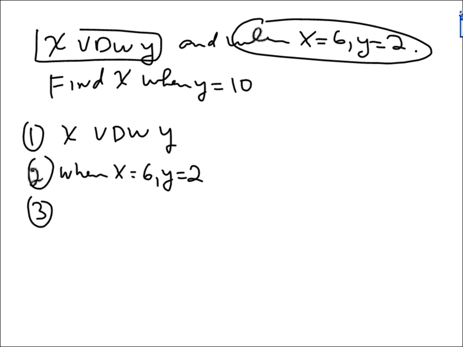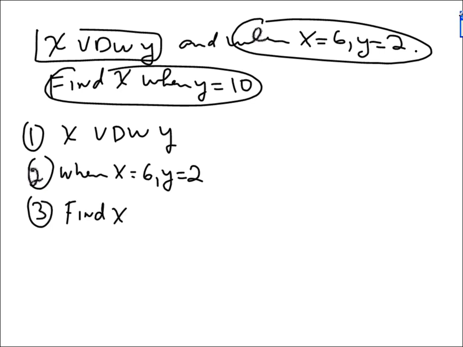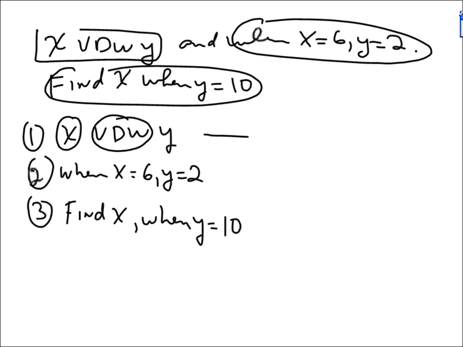The third thing is this: they're asking you to find x when y is 10. Well, the first thing is x varies directly with y. This means equals k times. X is equal to k times y.